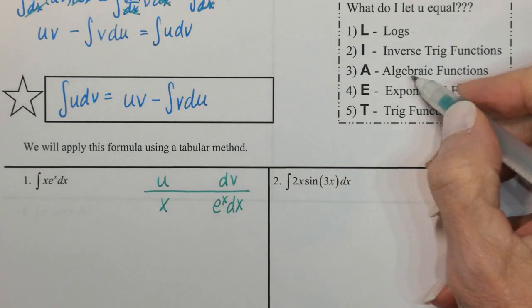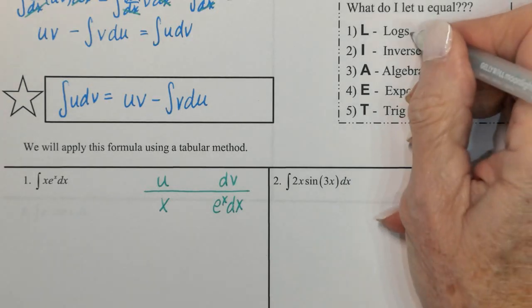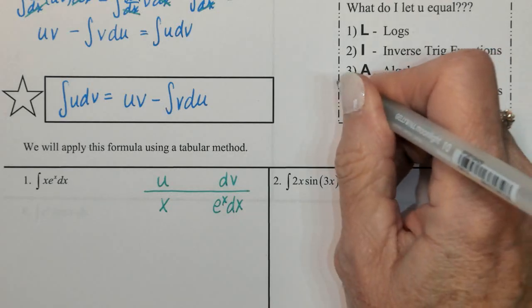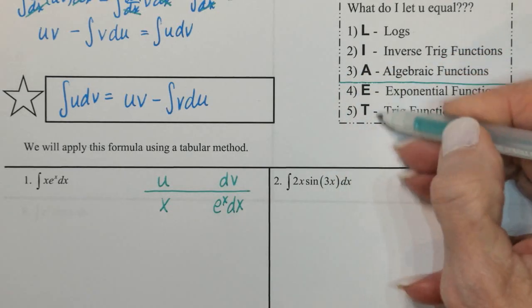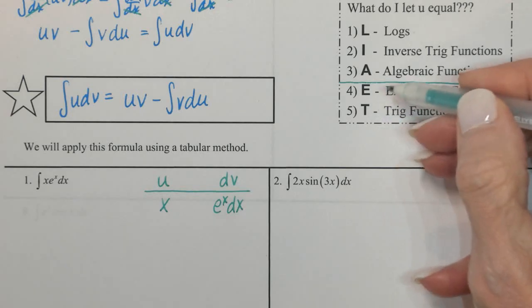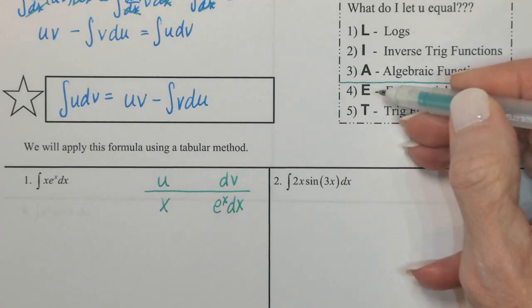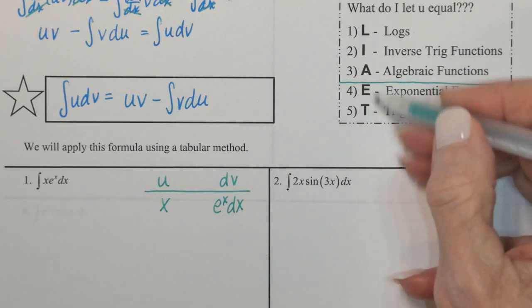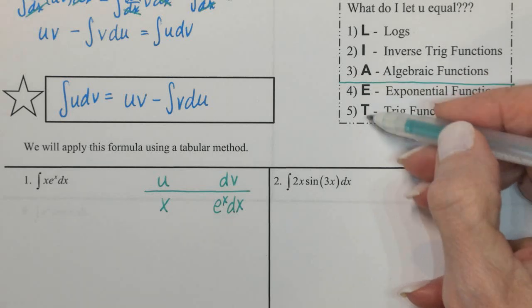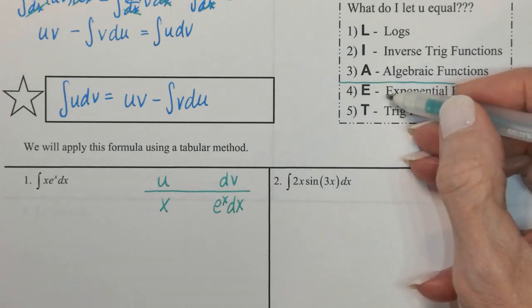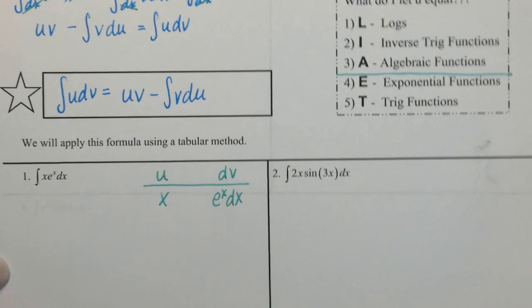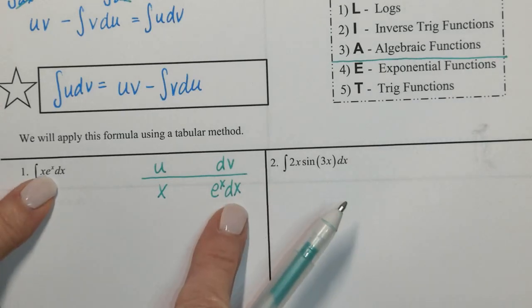Continuing with this though, you guys, if there's no log and no inverse trig function and no algebraic function, you're left with these two, right? These two can actually be switched. You can do exponential first and then trig, or trig then exponential. But these last two don't really matter. Those can be switched. I prefer exponentials for my u, but if you did trigs, that would be fine as well. Okay, so we got our u and our dv.